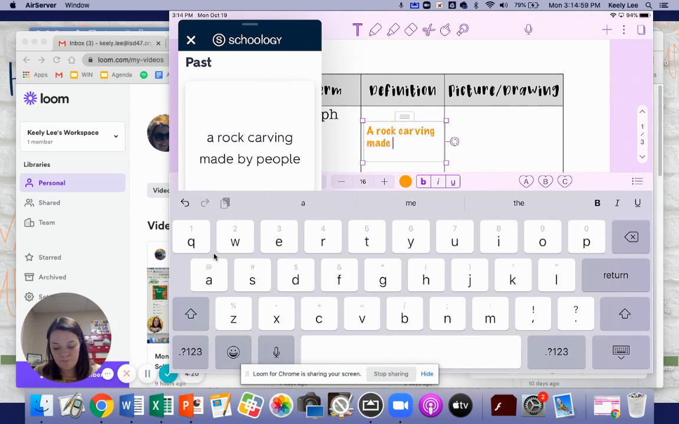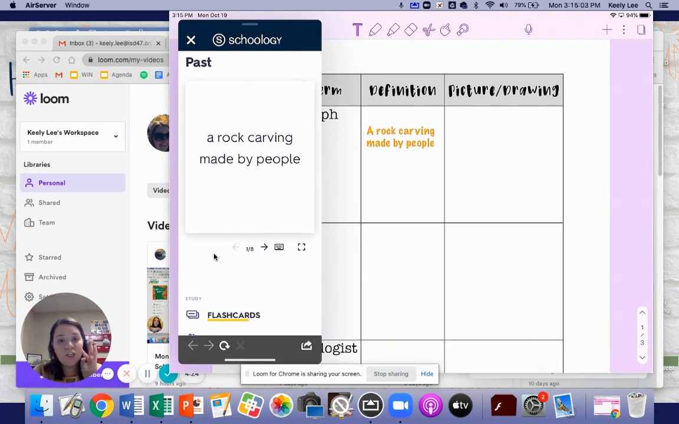Made by people. Okay. Now 6th graders, if there was a word in here that you didn't understand, you would need to change the definition into something that makes sense to you. Okay, then you'll notice that we have a picture or a drawing. You are going to be drawing something, okay?